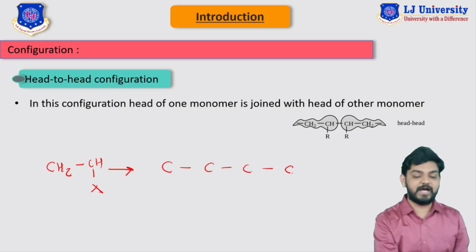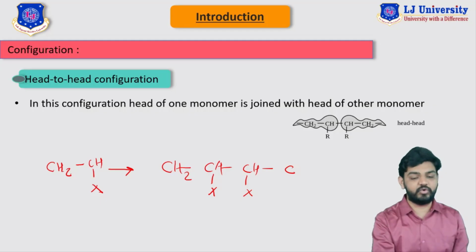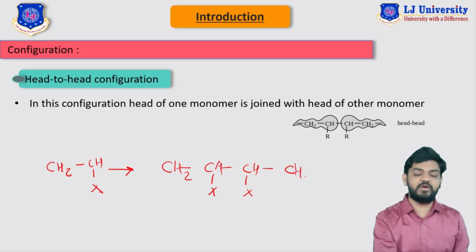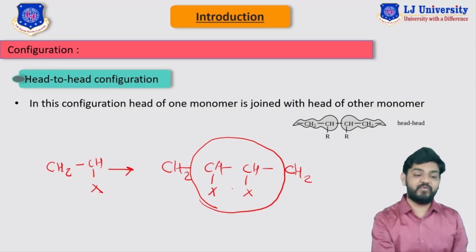Let me draw all the carbons first. Now here are the two hydrogens, then here is the halogen group. Since this is the head to head configuration, here a hydrogen will be there which is connected to the halogen group. Like this, here is the X representing the halogen group, specifically chlorine. And this is the tail of this particular polymer. So as you can see, both the heads are connected. This can be referred to as head to head configuration.